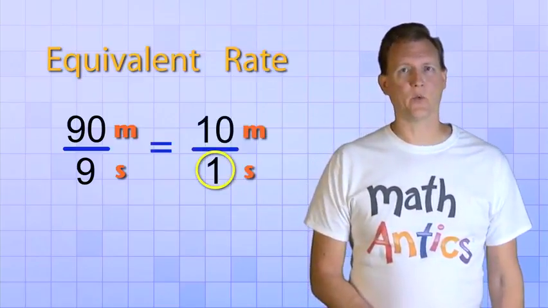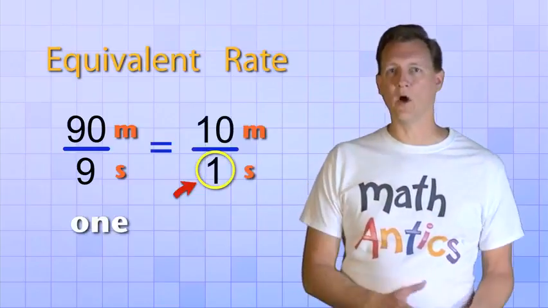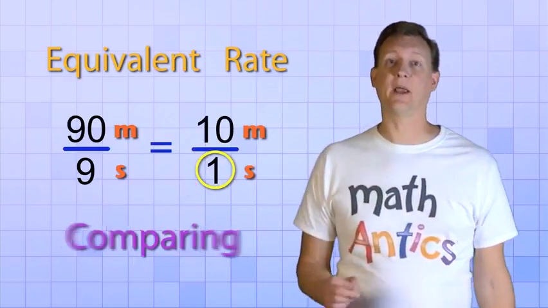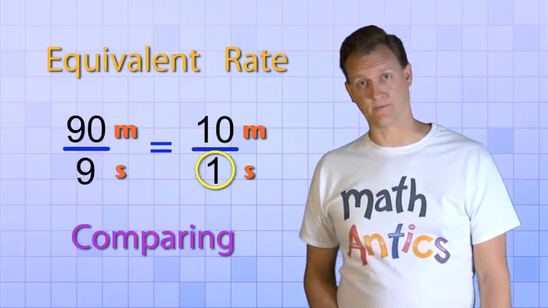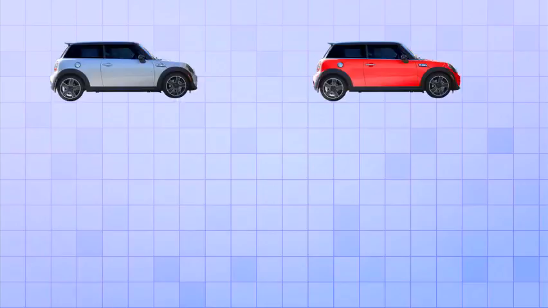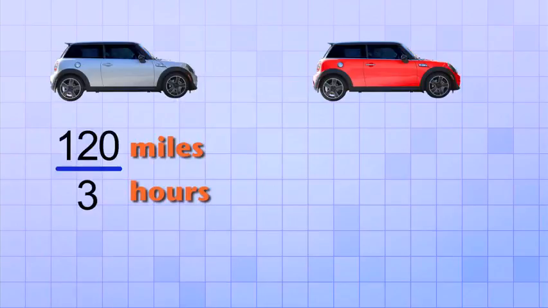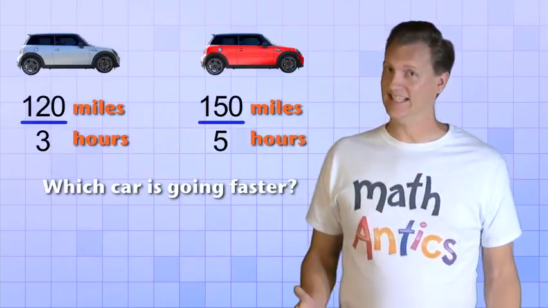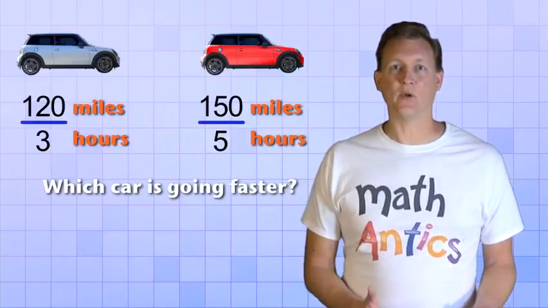And that's because whenever the bottom number represents only one unit of time, like 1 hour or 1 day, it makes comparing different rates much easier. For example, imagine two cars driving at two different rates. The first car's rate is 120 miles per 3 hours, and the second car's rate is 150 miles per 5 hours. Which car is going faster? Well, it's not all that easy to tell when the rates have different bottom numbers.